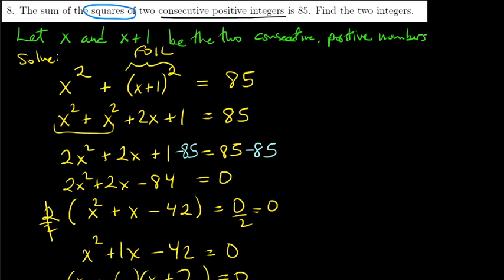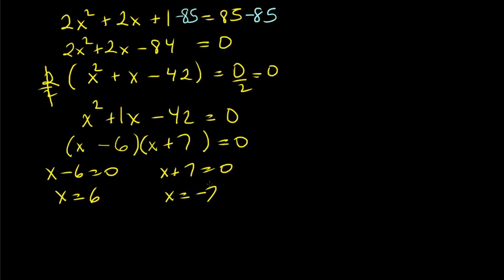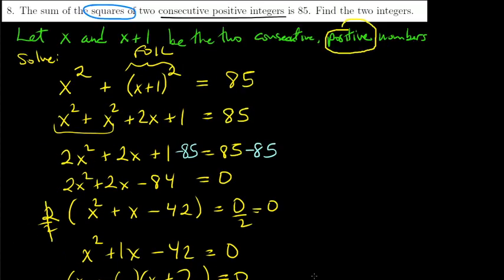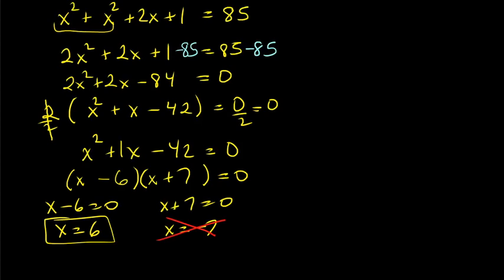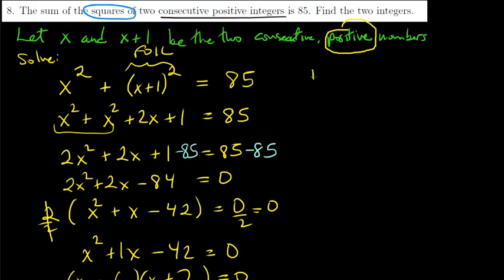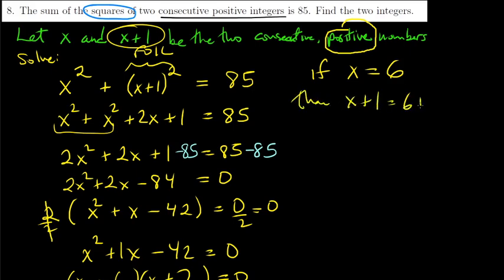But remember, in the problem, we're looking for two positive numbers. So I think we can safely cross out negative 7 just because it's not a positive number. Right? And that leaves us with x equals 6. Okay. But remember, we're looking for two integers, two numbers. If x equals 6, what's the other number? The other number is, well, the next consecutive number, x plus 1. So x plus 1 is 6 plus 1. Obviously, the next number is 7. Okay, so the two numbers are 6 and 7.